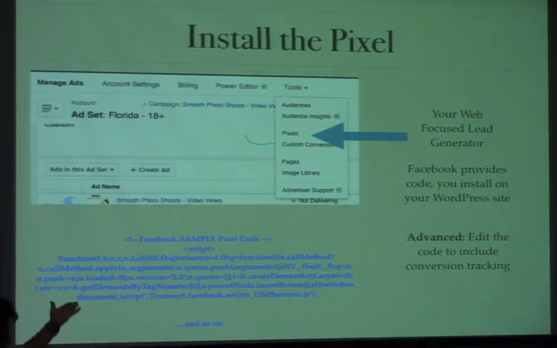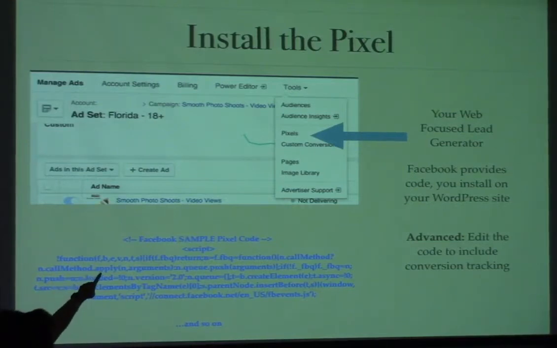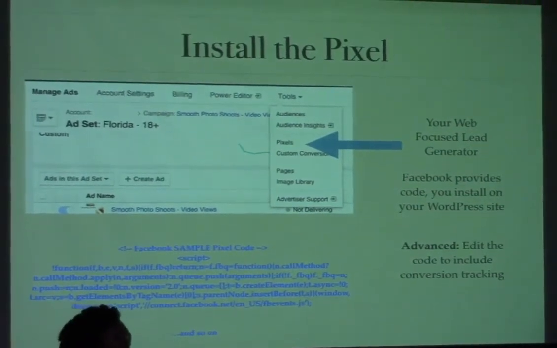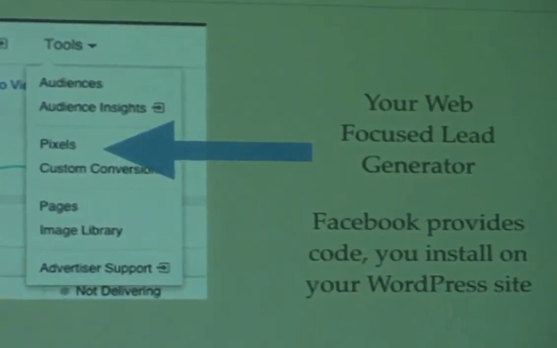Okay. So this is where you go. We're still within the ad manager. If you go into tools and go to pixels, it'll give you the initial pixel code. You copy that pixel code, you put it in your header, and it'll even tell you your pixel's working. Or, no, we don't see your pixel, you didn't do it right.